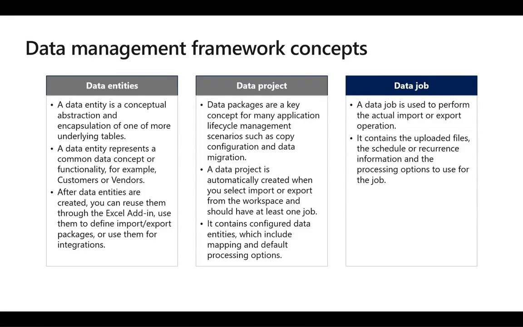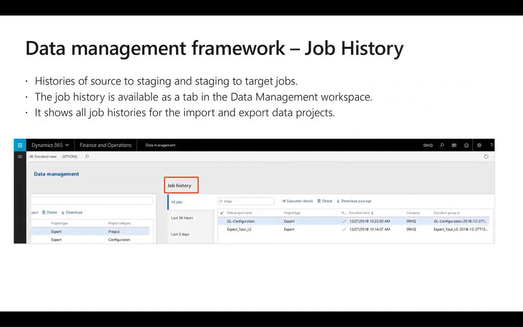Each data job can have one or more job histories. For instance, a data job might be run multiple times after errors have been fixed. The job history tells us details such as the time taken to run the job, the number of records processed, and the errors during processing. Job history includes the histories of source to staging and staging to target.